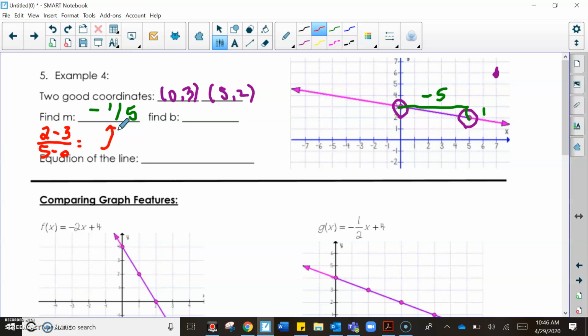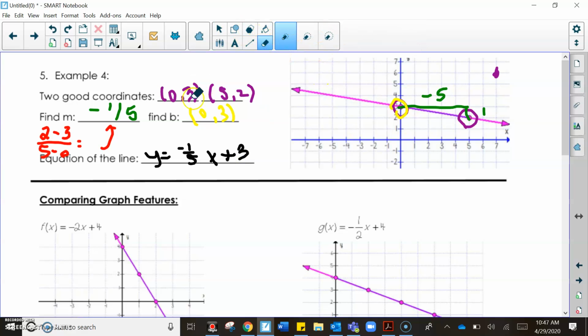That's my slope. Your y-intercept is where it crosses the y-axis. That was one of your perfect points there. So this is 0, 3. And we write our equation of our line in slope-intercept form. So y equals -1/5 x plus 3. And technically, I guess we could write our b value as that 3, the y value of our y-intercept.